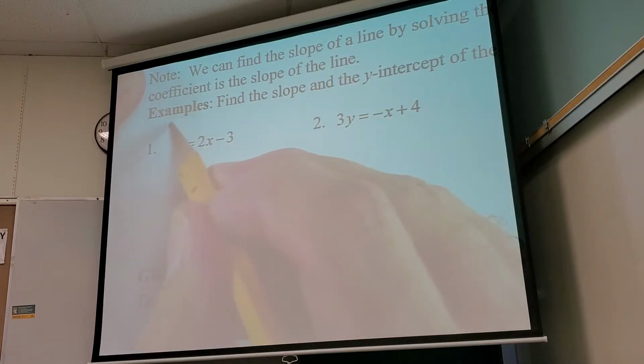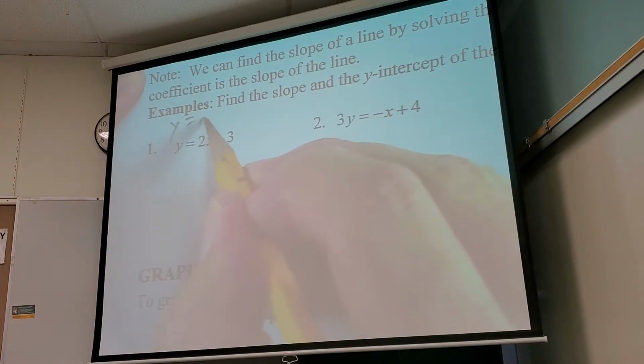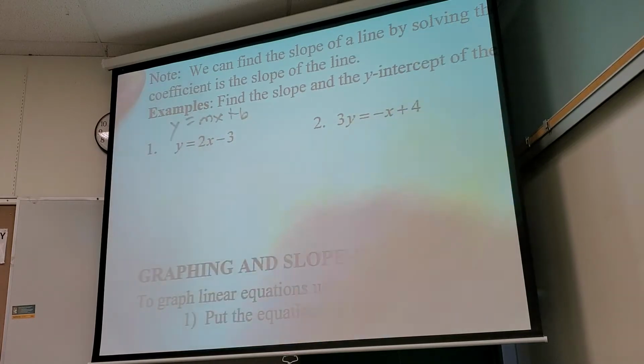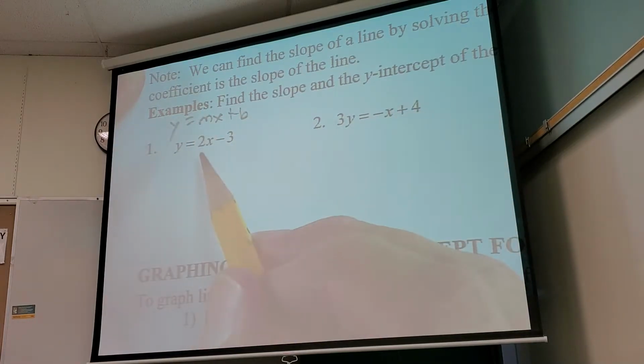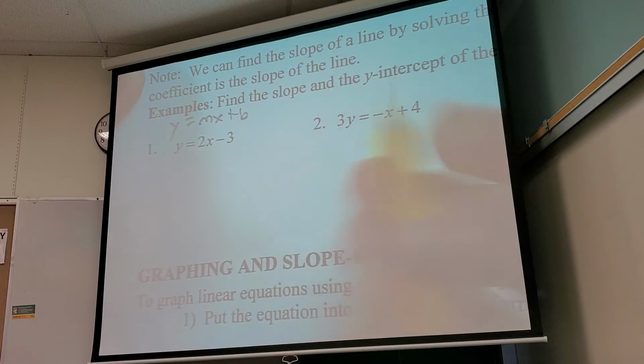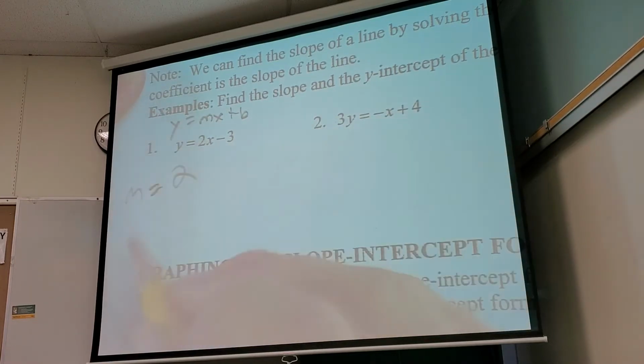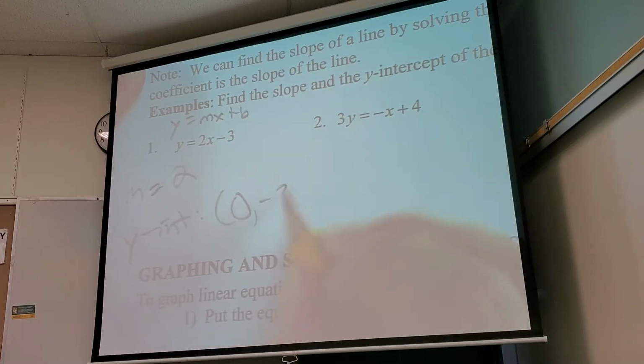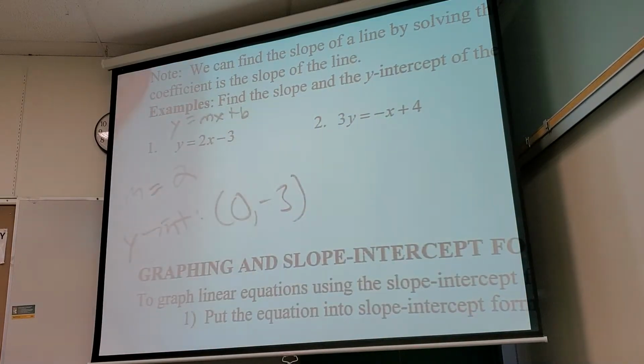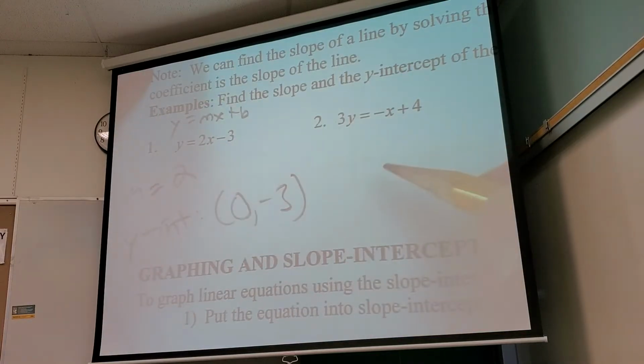In what form? y equals mx plus b. And the m, of course, means slope. So the slope is 2. And what's the y-intercept? It's 0, b always, so (0, negative 3). Negative. Sweet? Cool? Sure? All right. Don't react? No reaction?